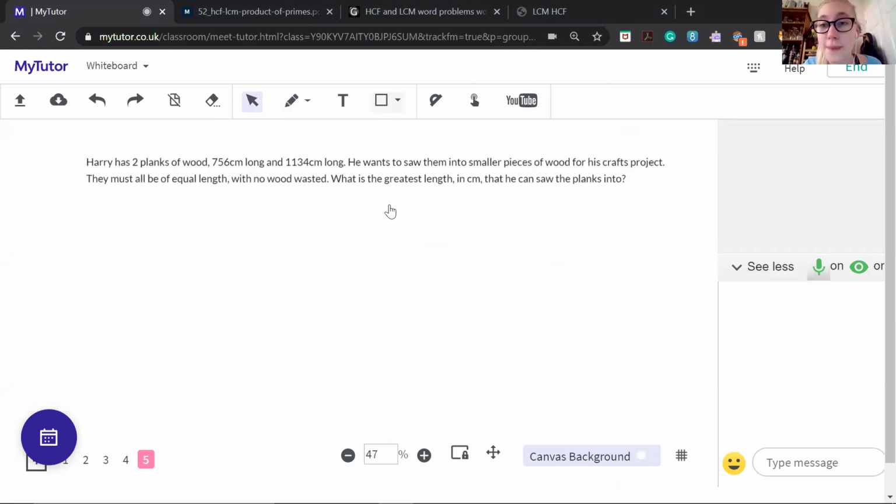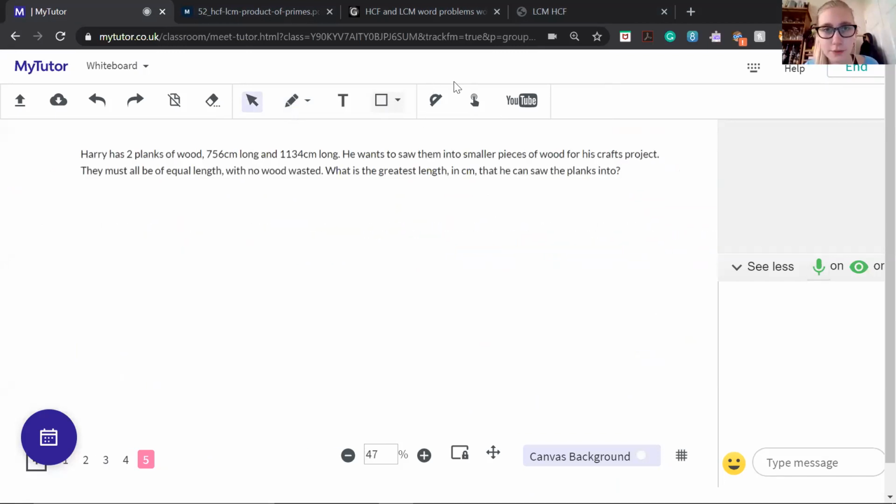So these word questions are a mix of highest common factor and lowest common multiple. This one has some big numbers in it. Harry has 2 planks of wood, 756 centimeters long and 1,134 centimeters long. He wants to saw them into smaller pieces of wood for his craft. And they must all be of equal length with no wood wasted. So he wants to chop them into equal bits. What's the greatest length that he can saw them into?